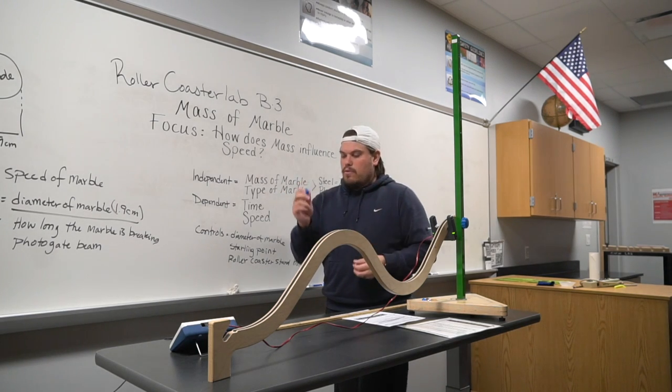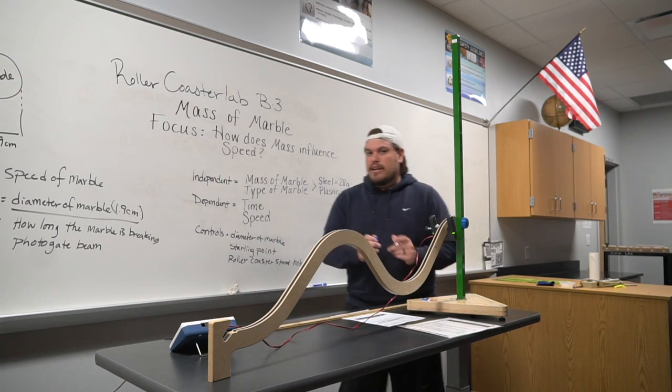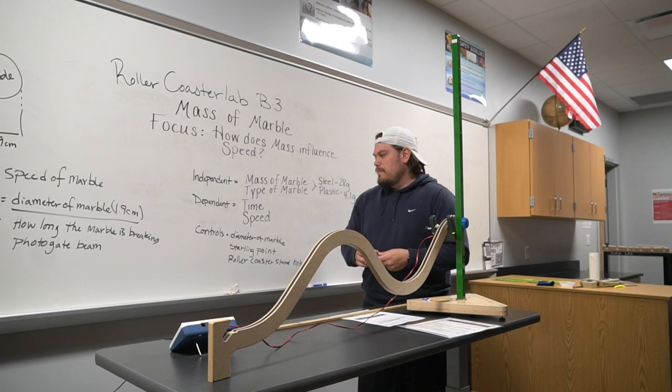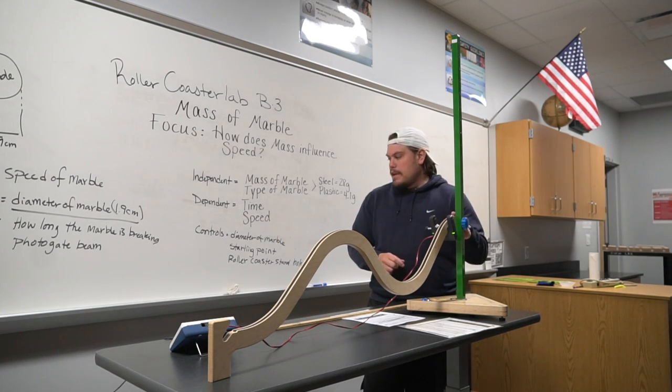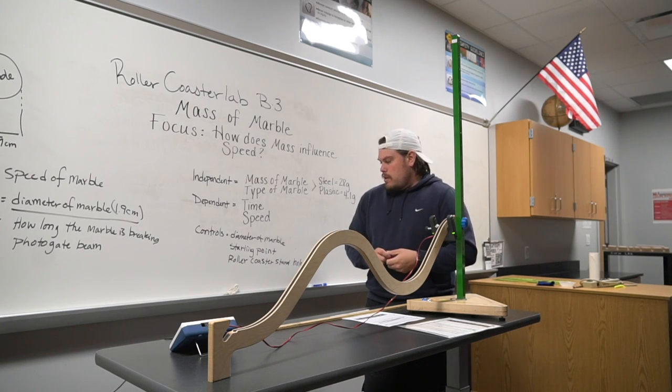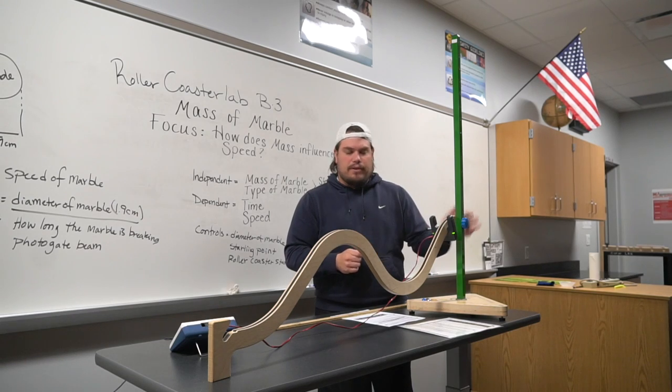Just like the steel marble, the diameter of the plastic marble is 1.9 centimeters. They're the exact same size, just a different material. So that's one of our controls. The starting point up at the top of the roller coaster is a control. And the roller coaster is still set at stand hole number 5.